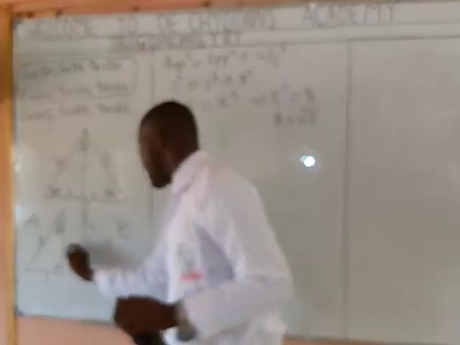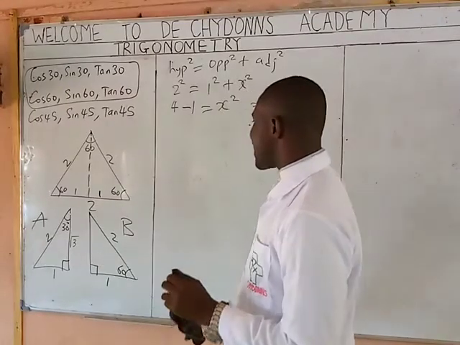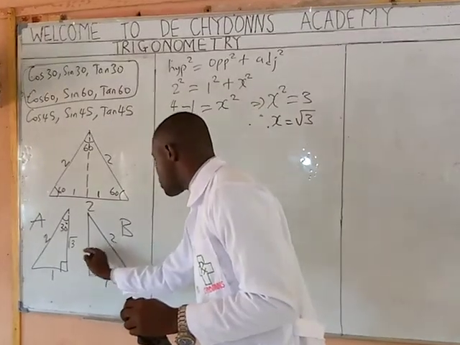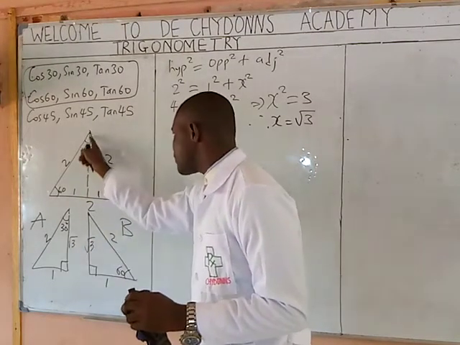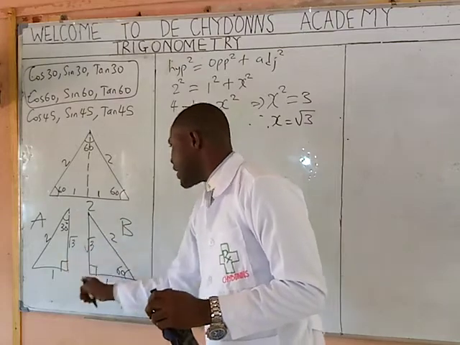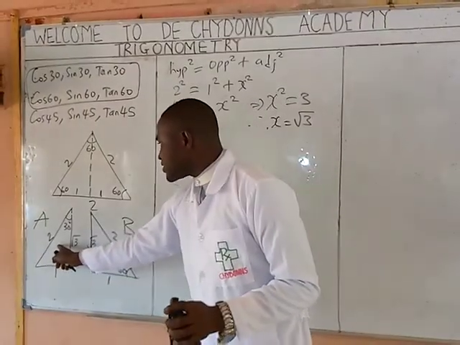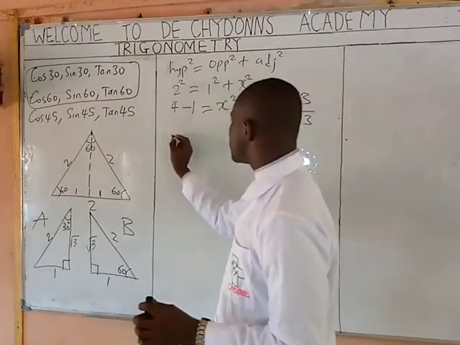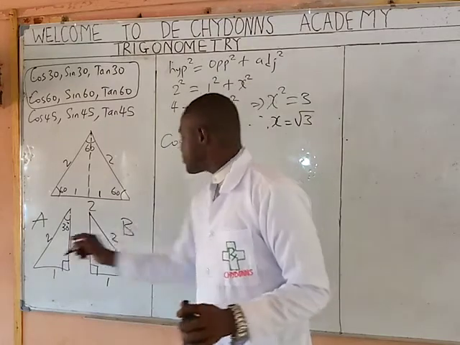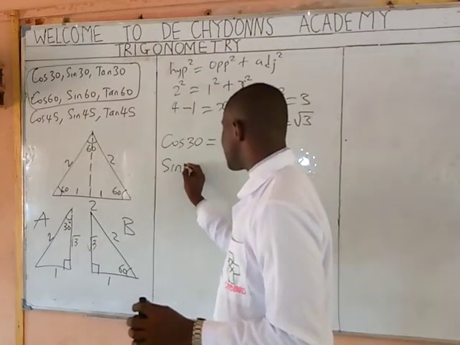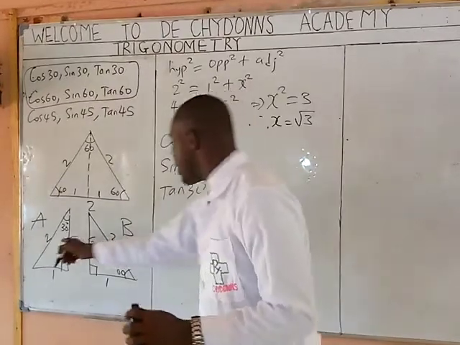It means here is square root of 3. Come to the other side, here will also be square root of 3, because the 2 sides are equal. That is from this middle line that we get these 2 sides. Now we've been able to derive this. From this first triangle A, they can ask you to get cos 30. Cos 30, sin 30, and tan 30 can be gotten from triangle A.